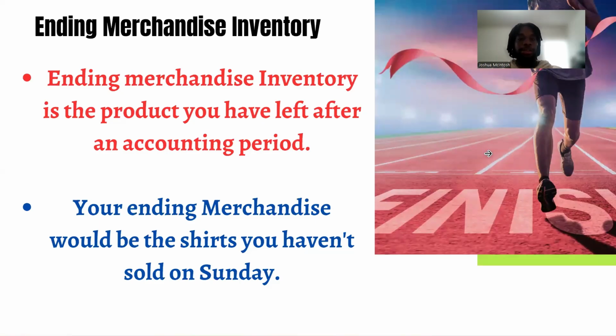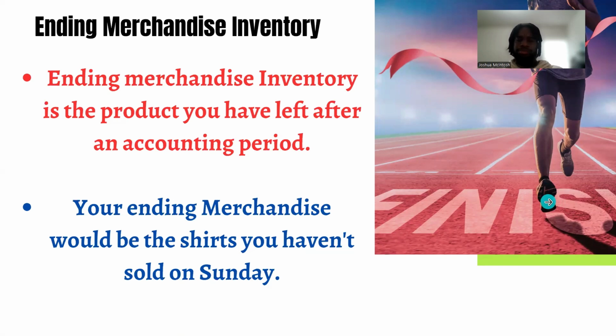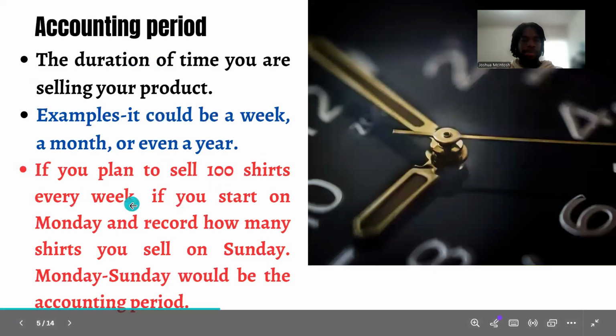For a cost of goods sold, we're not going to sell everything in just one accounting period. It's going to take us a couple months to sell it. So that's why we're going to start with the term ending merchandise inventory. And basically, it's just the inventory you have left after an accounting period. So let's start from the beginning.